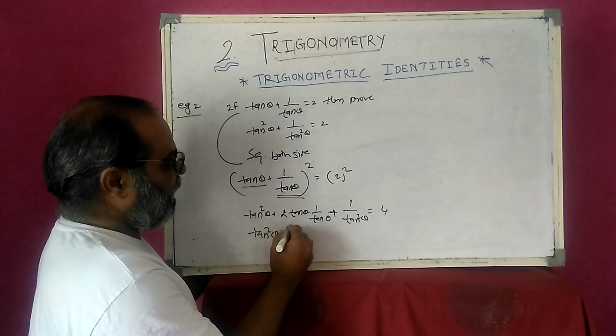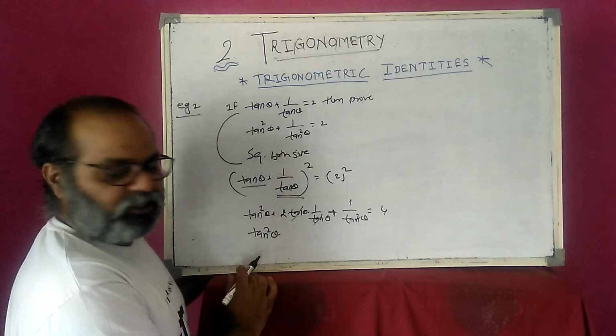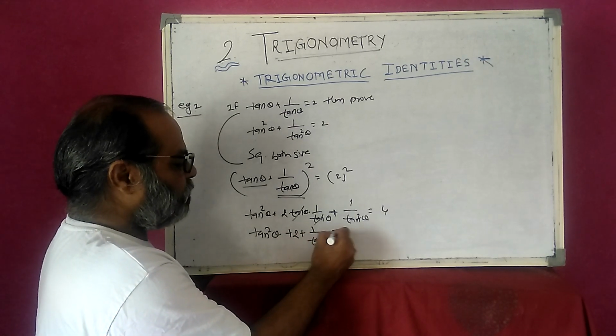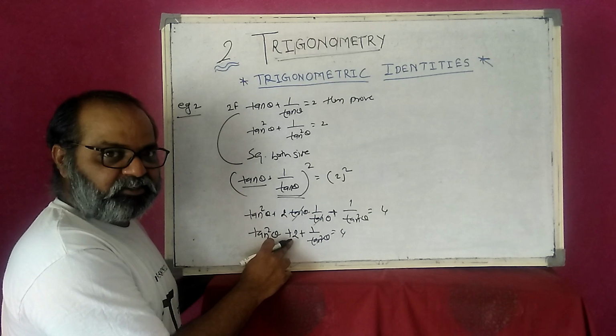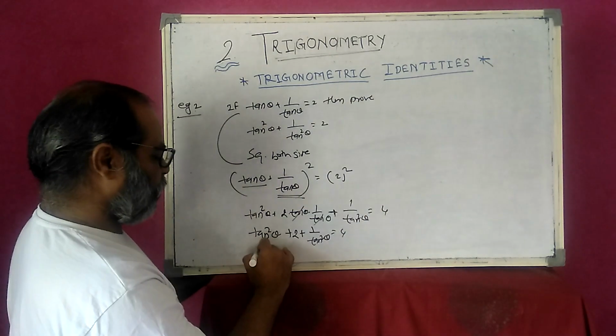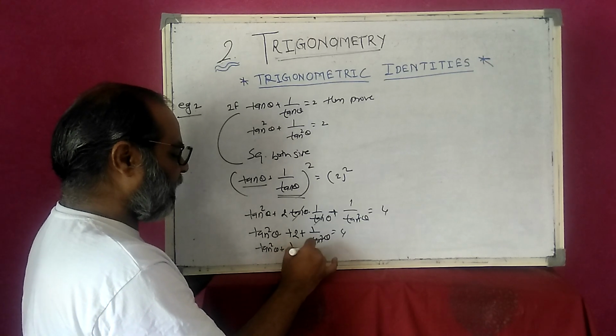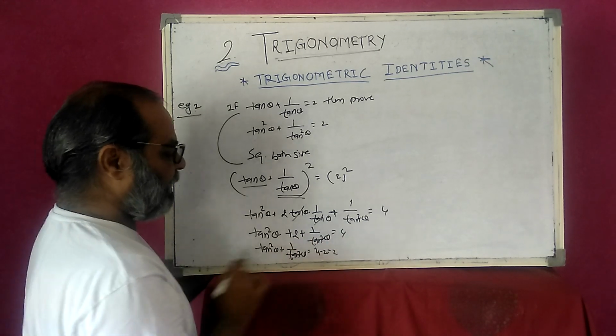Okay. Now, what do you get? Here tan theta and 1 by tan theta get cancelled, so here is 2 plus 1 upon tan square theta is equal to 4. The plus 2 changes side and goes to minus. So tan square theta plus 1 upon tan square theta is equal to 4 minus 2, that is 2.